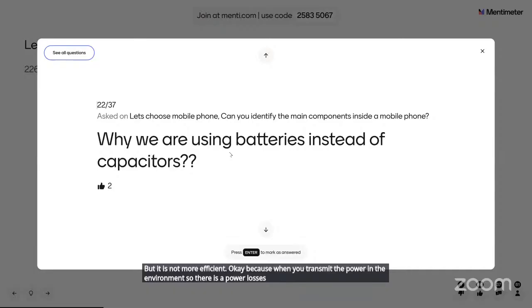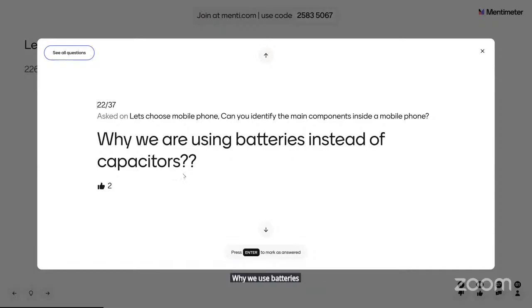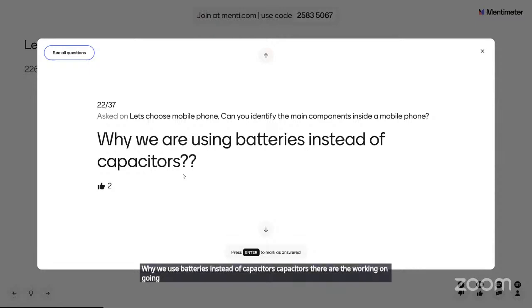Why do we use batteries instead of capacitors? Capacitors... there is ongoing work on supercapacitors, so that a supercapacitor could be used as a battery. Okay, but that particular research is still going on.